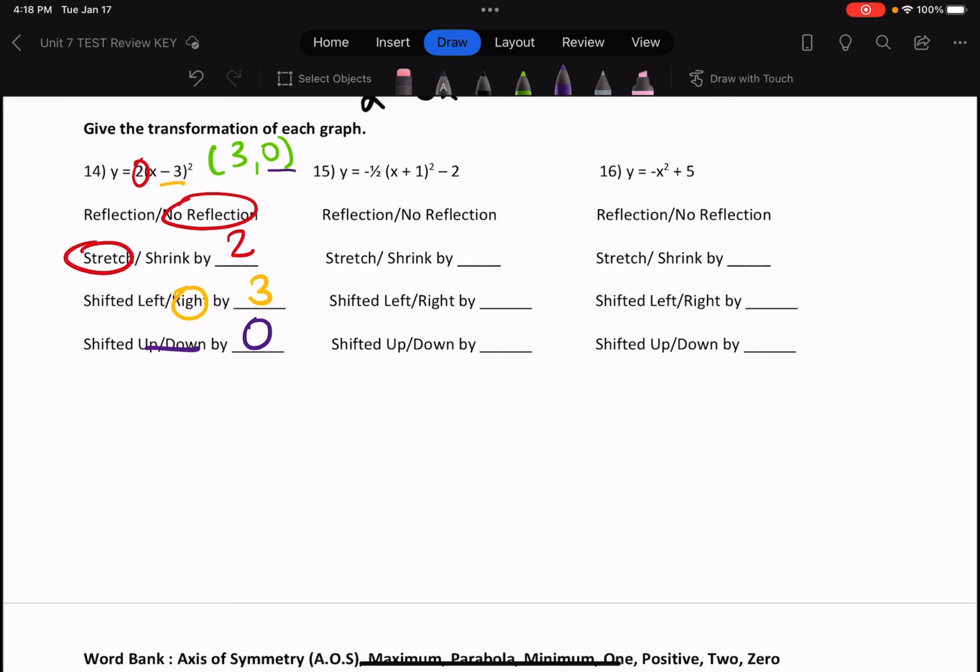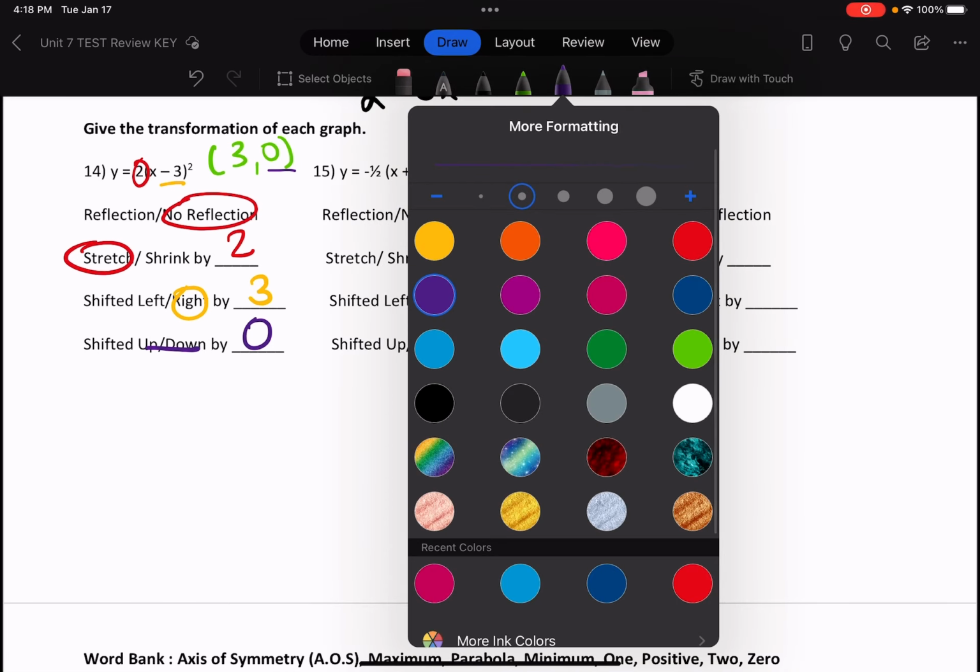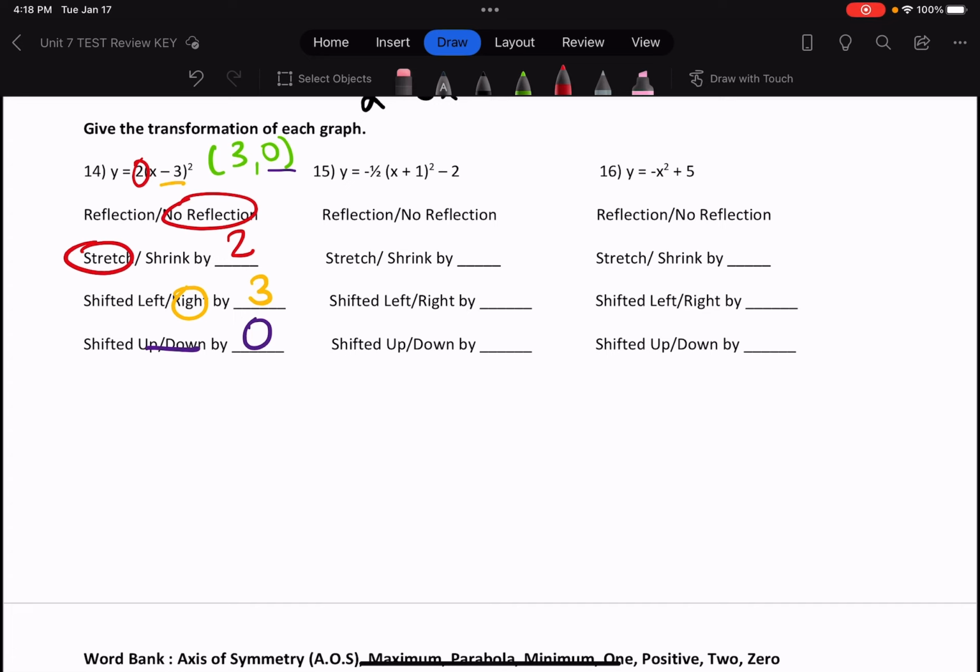So now we're going to look at number 15. Number 15 says y equals -1/2 (x plus 1) squared minus 1. Our a value is -1/2, which means there is a reflection because we have a negative a value. And then that 1/2 is less than 1, so we're going to be shrinking by 1/2.